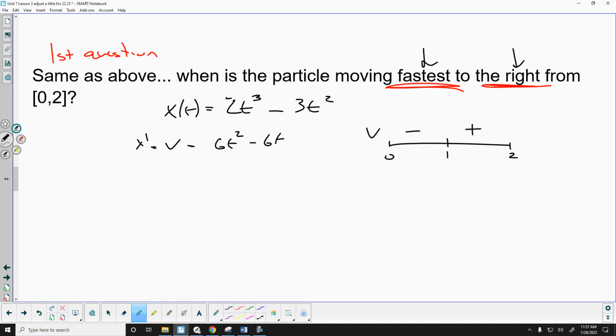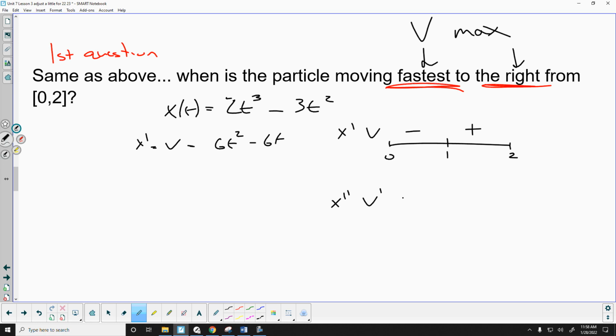Fastest to the right would be another way of asking that question. Good. You guys are all on the right track. When my velocity is at a max, looking at velocity's max, this doesn't help me. You've got to remember, to find a max of something, or if this is x prime, to find x prime's max, you've got to look at the second derivative. You've got to look at v prime.